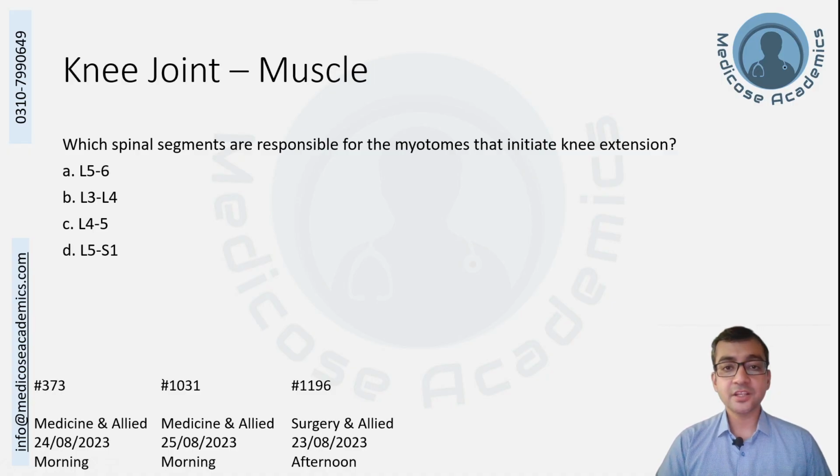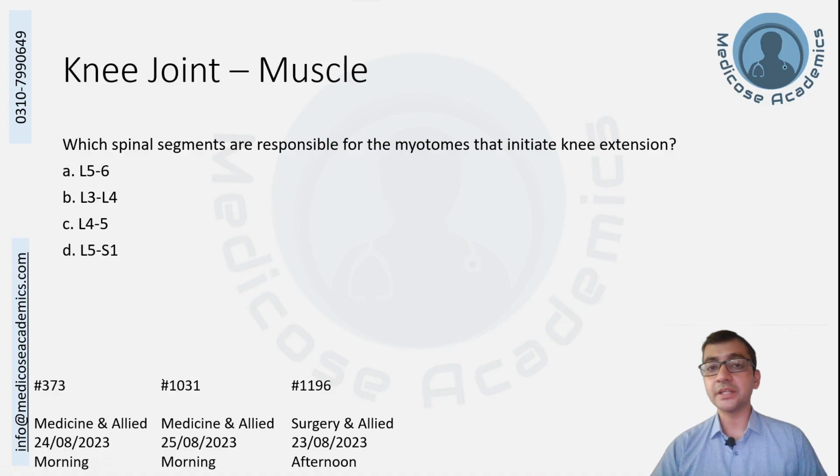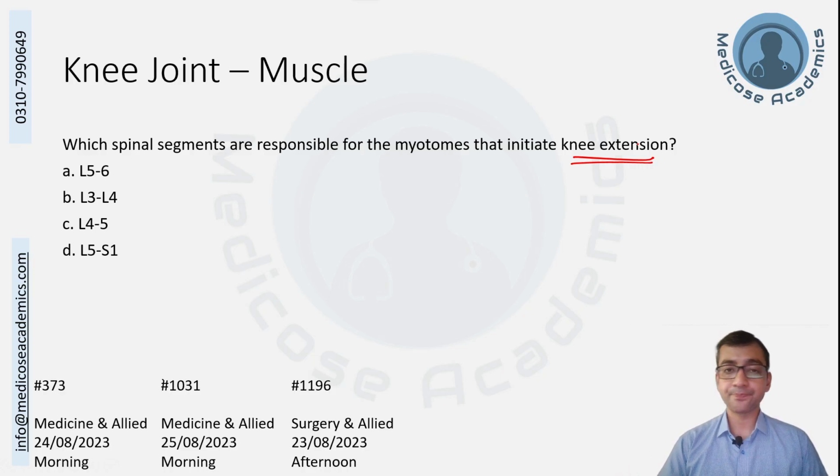Which spinal segment is responsible for the myotomes that initiate knee extensions? By the way, you should be very fluent regarding the myotomes responsible for flexion and extension of the three major joints of lower limb: hip, knee, and ankle.